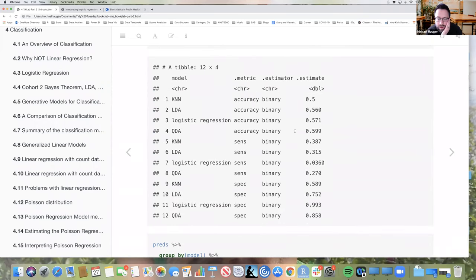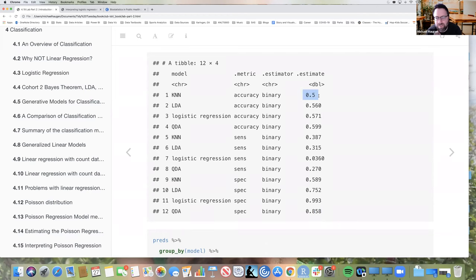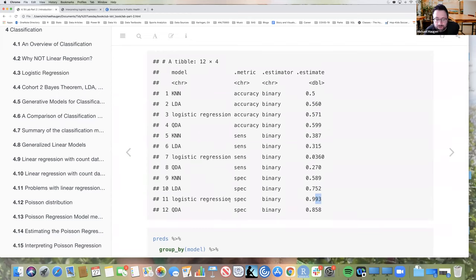So the highest estimate is on the bottom here. And so looks pretty good, right? 0.858. I think we like that, right? But the 0.5 in the KNN. Wait, oh, these aren't in order. This is 0.99. I don't know why these aren't in order. So I guess this is best. Logistic regression wins here.